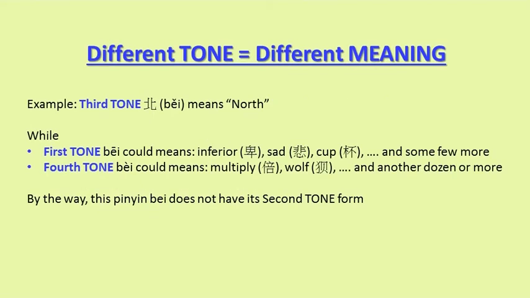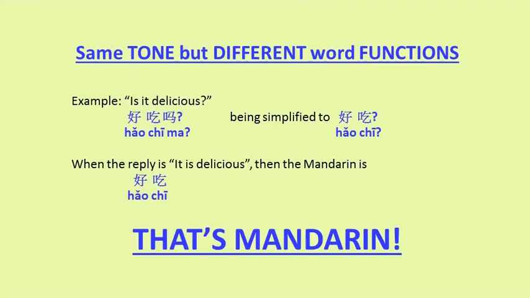To understand better the criticality of the intonation, north in Mandarin is bei, the third intonation. If the intonation is incorrectly pronounced, such as in first intonation, its meaning could be interior, sad, cup, just to mention a few. Bei in fourth intonation has meanings of multiply, wolf, or dozens of other meanings, but it will no longer mean north anymore. To make it worse, pinyin yi has about 100 different meanings with all its 4 intonations.